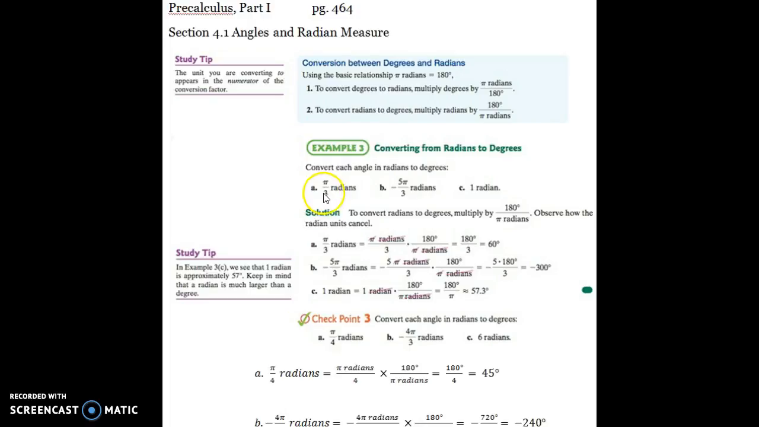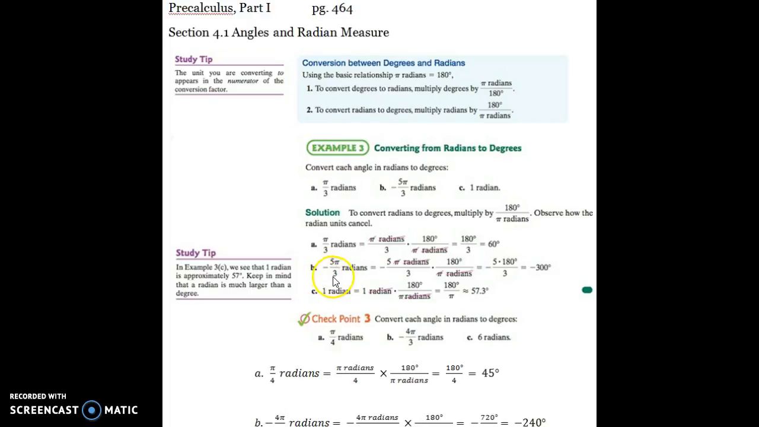So for part A, it says pi over 3 radians. So pi over 3, we're going to multiply that by 180 over pi. And the reason we do it this way is so that now we have a pi on the top and a pi on the bottom, and they can go away. And the radian label as well. So that leaves you with 180 over 3, which is 60 degrees. So what that's saying is that pi over 3 radians is exactly the same as 60 degrees.